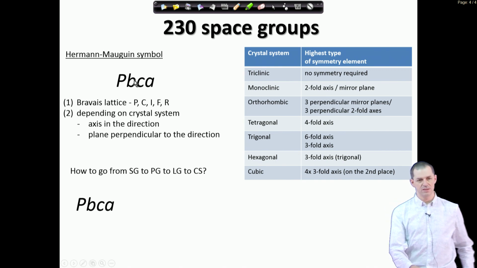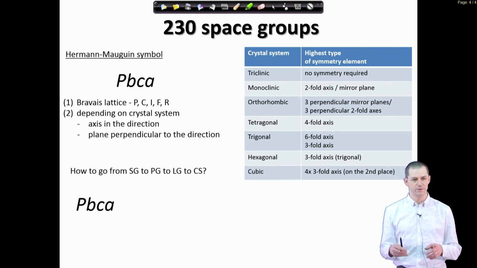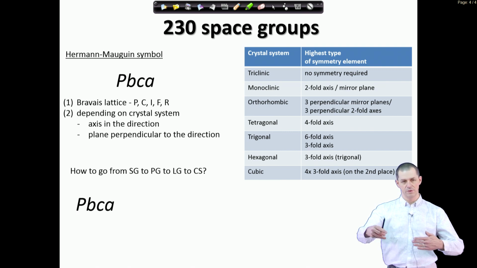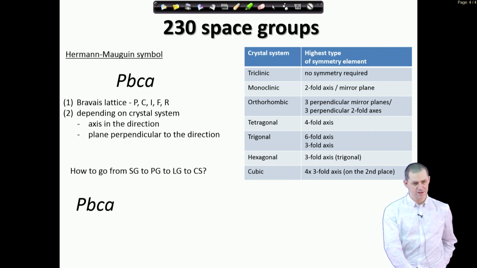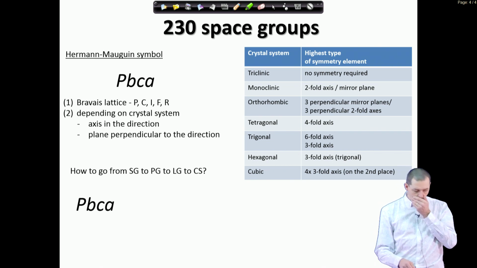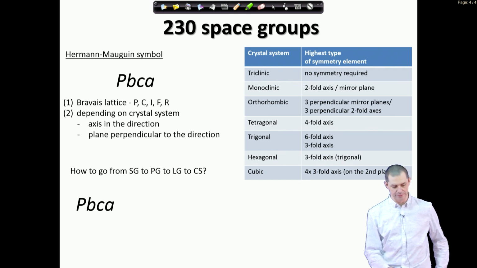B glide means that the mirroring is combined with a shift of 1/2 along the B direction. So I take a mirror and I shift by 1/2 along B. So that's a B glide. C glide equivalently means a shift along the C direction. And A means a shift along the A direction.